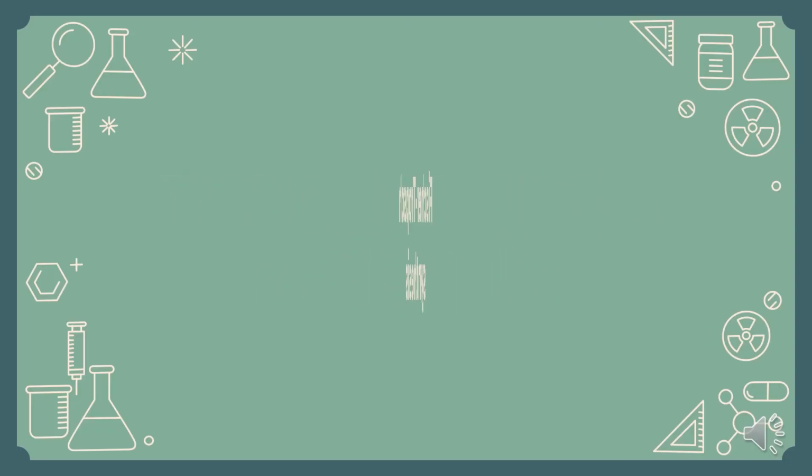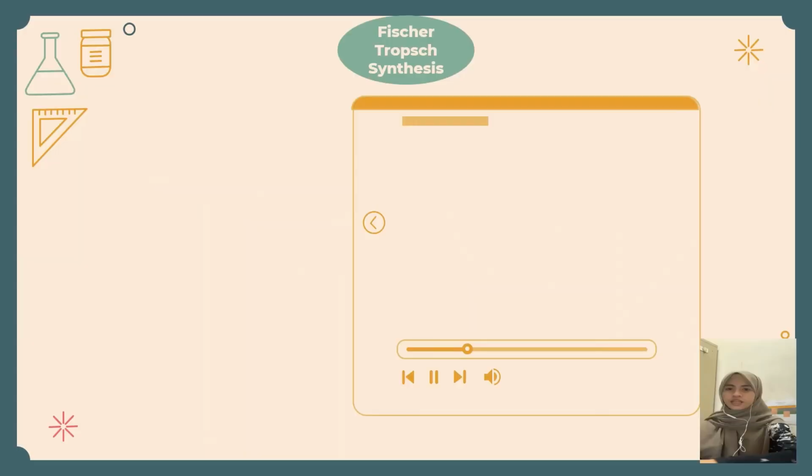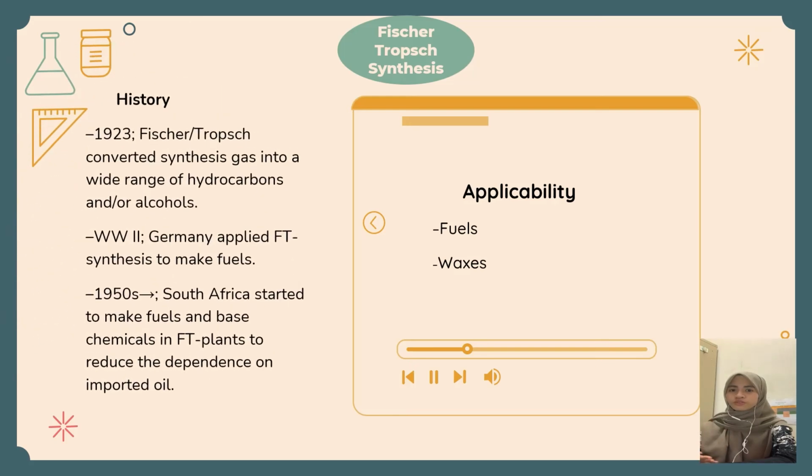Fischer-Tropsch synthesis. Before we move to a long explanation about Fischer-Tropsch synthesis, I want to tell you about its history. In 1923, Fischer and Tropsch converted synthesis gas into a wide range of hydrocarbons and or alcohols.